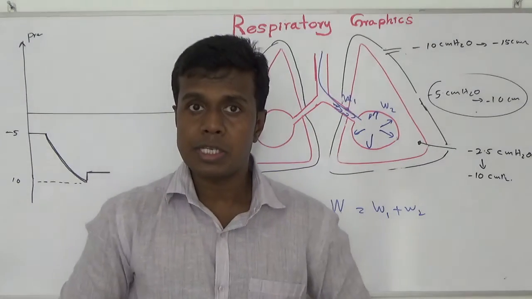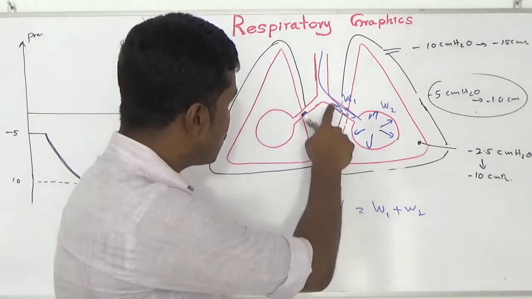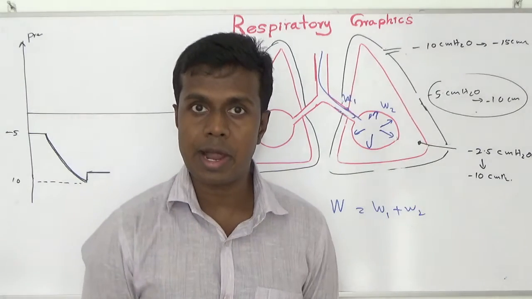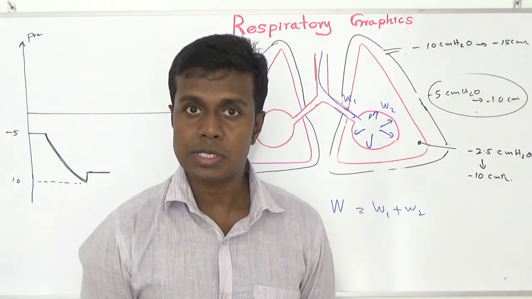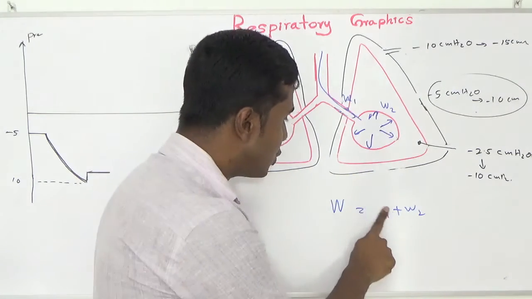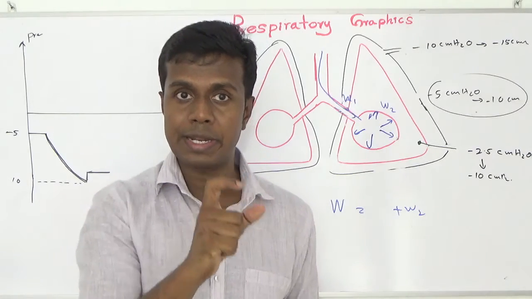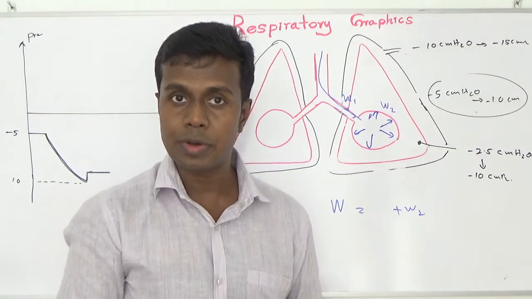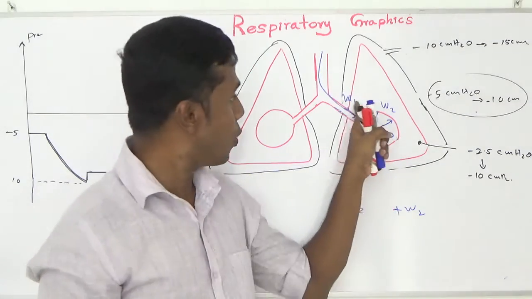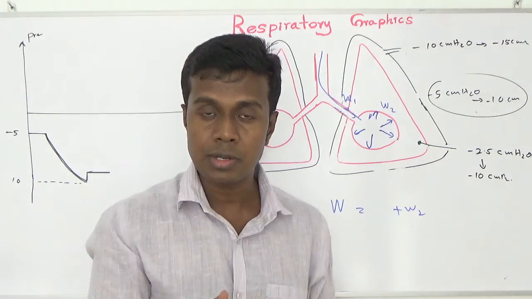After I finish my inspiration, now I am in the inspiratory hold. Now, do you want to do work against the air traveling? No. Why? There is no air traveling now. Because of that, you need lesser pressure to maintain the alveolar distance. You no longer need to do this work. Previously, you needed to do work to overcome the resistance and for alveolar expansion. Now you need to do only alveolar expansion work because there is no flow.